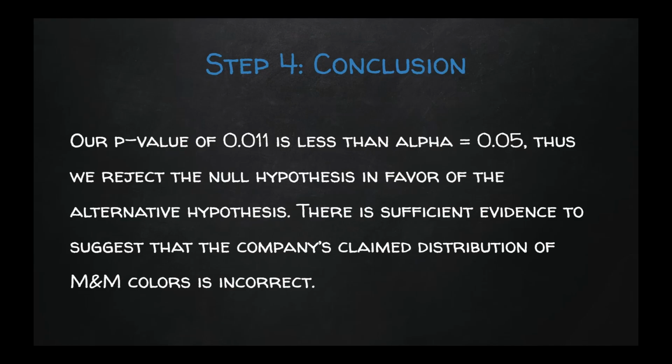The last step is to write out our conclusion. Our p-value of 0.011 is less than alpha of 0.05. Thus, we reject the null hypothesis in favor of the alternative hypothesis. There is sufficient evidence to suggest that the company's claimed distribution of M&M colors is incorrect.